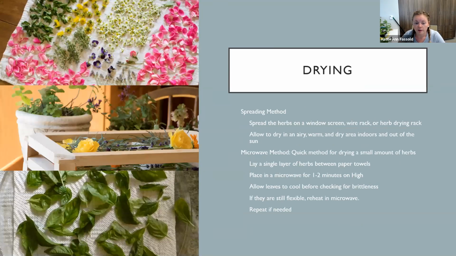So then there's also a spreading method, where you can pick individual leaves or petals off and spread them out on a window screen, a wire rack, or an herb drying rack. The herb drying rack is shown in the second picture, and it's kind of like a mesh. It's a way to get really good air circulation around them and dry them as they are. You want them to be in an airy, warm, and dry area, and again, indoors and out of the sun.